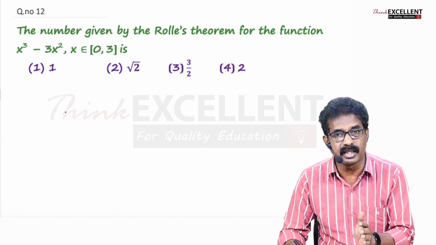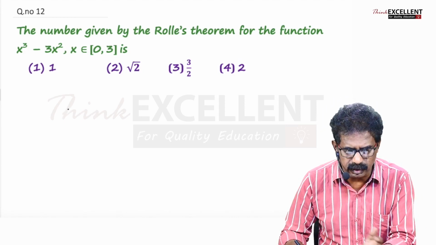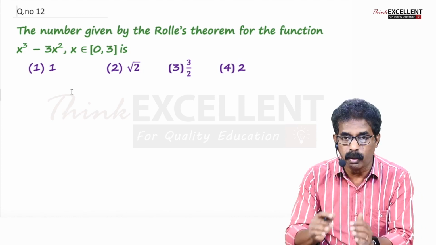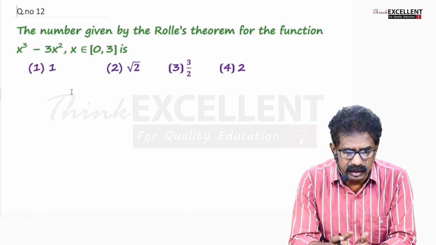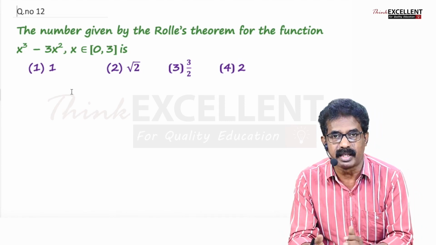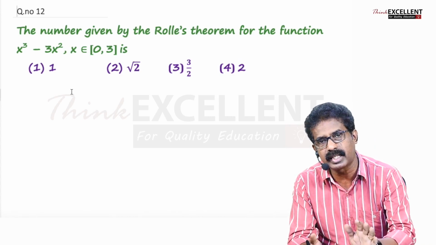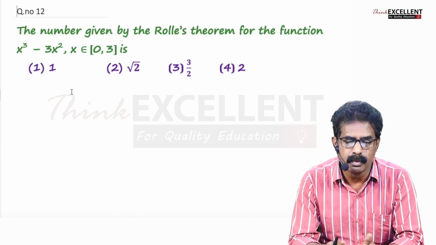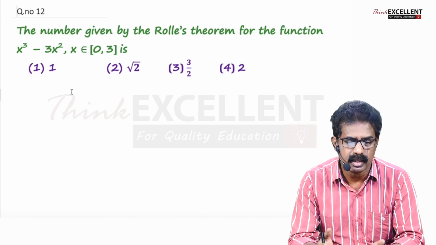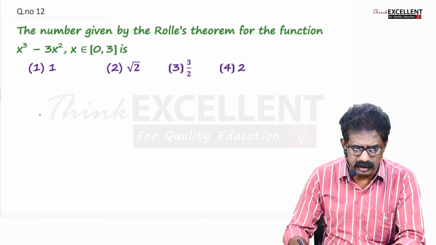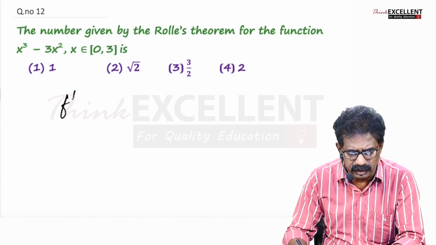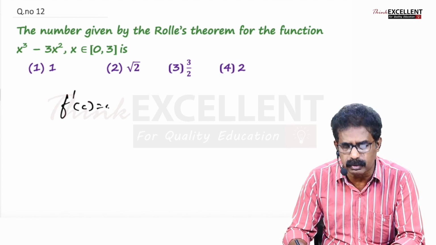f of x is continuous in the closed interval 0, 3. Differentiable in the open interval 0, 3. Then f of 0 equal to f of 3, right? f of a equal to f of b. Then there exists at least one c belonging to the open interval 0, 3 such that f dash c is 0. Since it's an objective question, straight away I am writing the condition f dash c equal to 0.